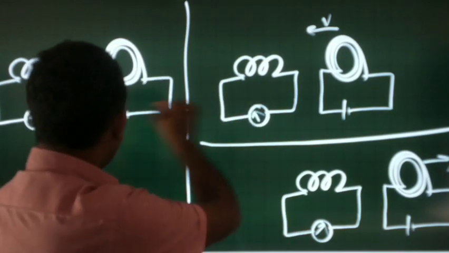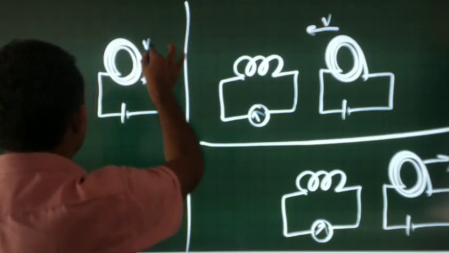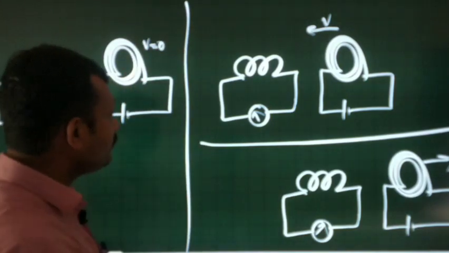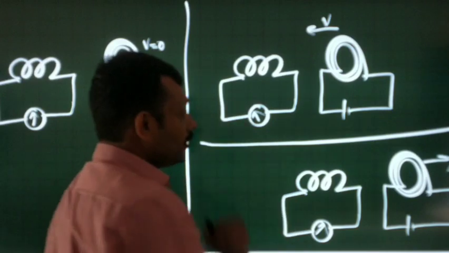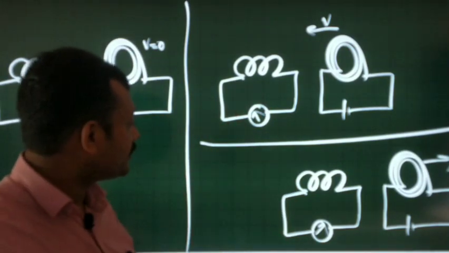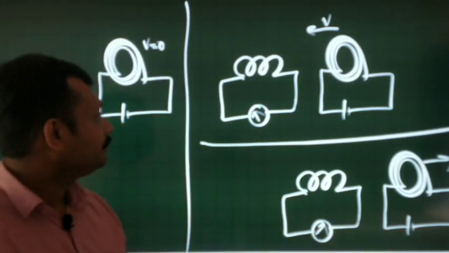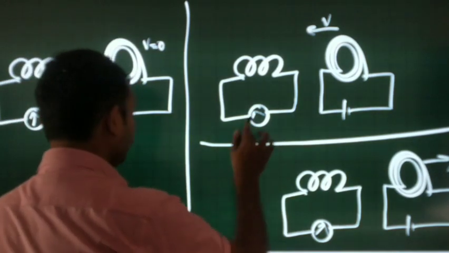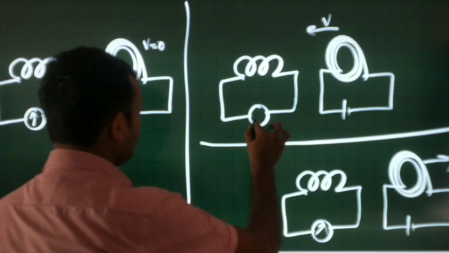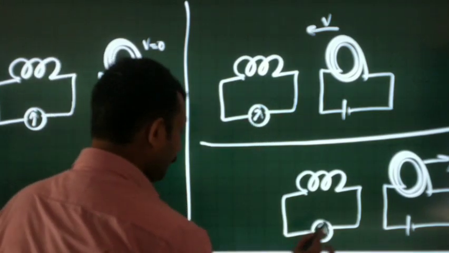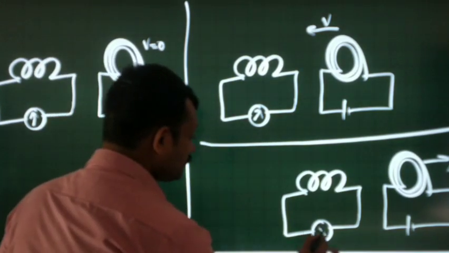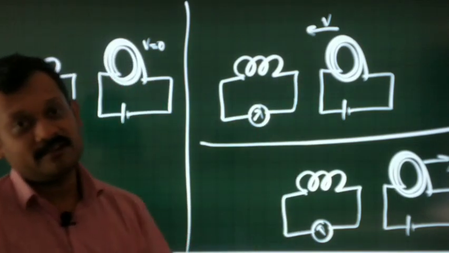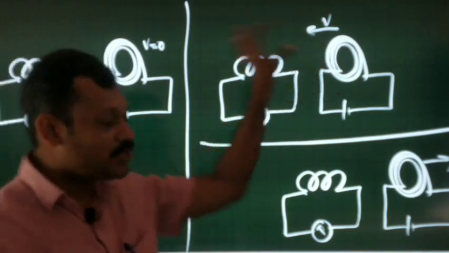So initially it was like this. When there was a relative motion, this was the direction. When this is moving in this direction, the galvanometer shows a deflection in this direction. This is the third case. In this case it has to be something like this, the opposite direction. A current is induced here which opposes.